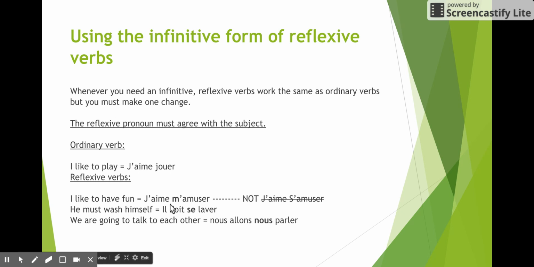Me. So you keep the ending of the verb like you would with any other verb, but you have to change the reflexive pronoun to match the subject. J'aime m'amuser. I like to enjoy myself. Il doit se laver. He must wash himself. Nous allons nous parler. We are going to talk to each other.